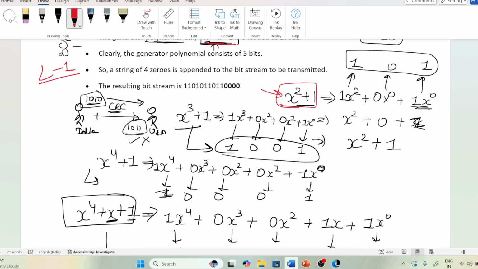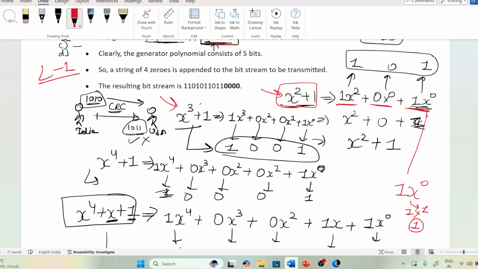So how can we write it? 1 into x raised to power square plus 0 into x raised to power 1 plus 1 into x raised to power 0. So we can imagine we can add the missing term here. So it will become 1, it will become 0, it will become 1. Because 1 multiplied by x raised to power 0, 1 into 1, becomes 1.